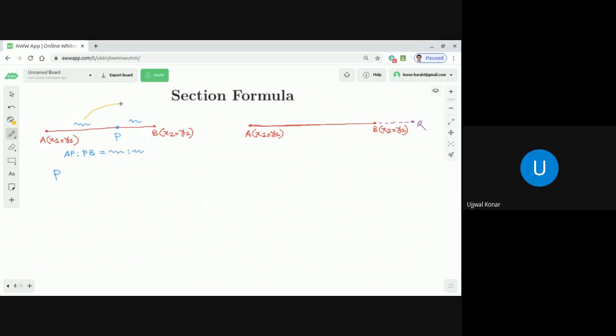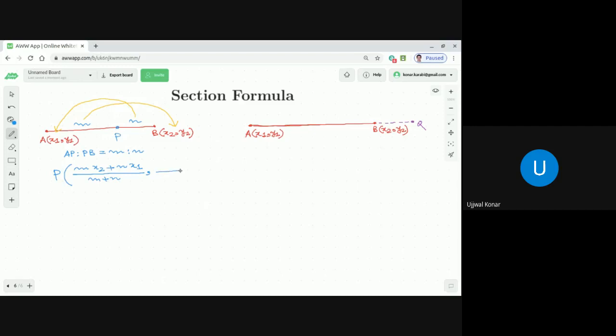From M, you make an association with the coordinates of the point B, and from N, you make an association with the coordinates of the point A. Then what we can find as the coordinates of the point P, dear students, is m into x2, m into the x coordinate of the point B, that is x2, plus n into the x coordinate of the point A, that is x1: (mx2 + nx1) divided by (m + n), comma.